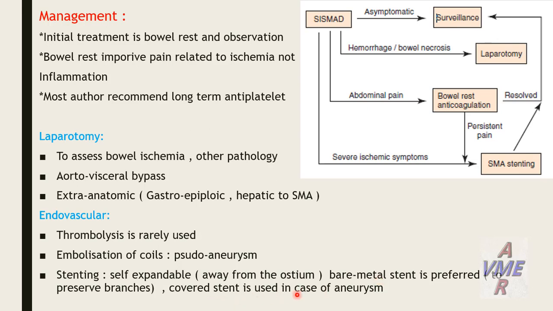Covered stent is only used in case of aneurysm. So let me repeat the management, focusing on endovascular management. Thrombolysis has a limited role. Coils for the pseudoaneurysm. Covered stent for the aneurysm. The normal or classical dissection, which is away from the ostium, needs to be treated with a self-expandable bare metal stent.